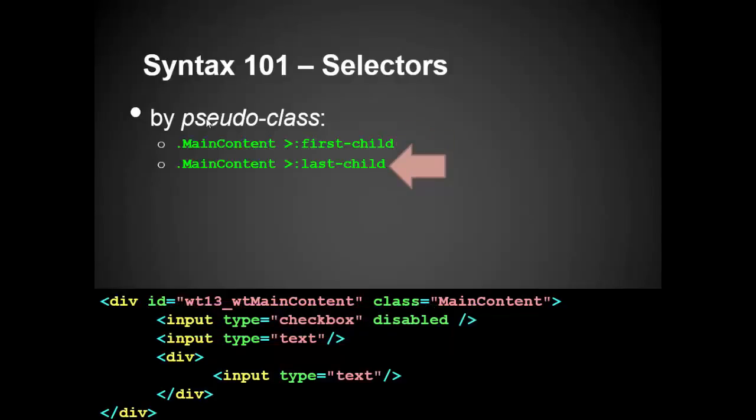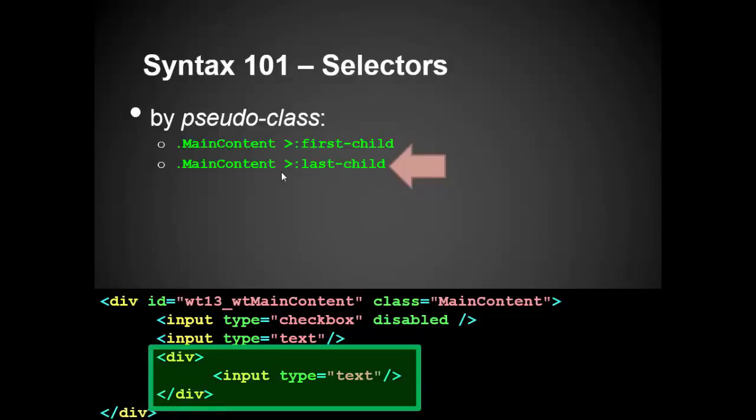And how about the second one? Try to read it yourself. So this can be read like the following. I'm going to select the last child that is a direct descendant of an element that has the class main content. And in our example, we would be selecting this div.